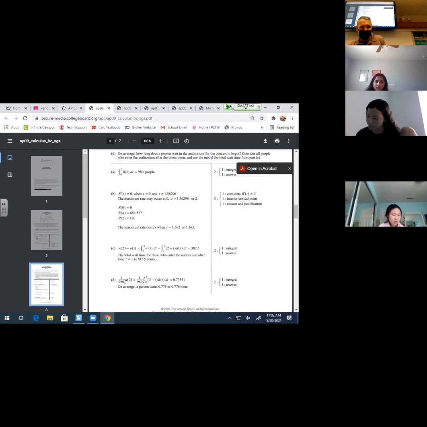So again, to find W of 2, really you're going to do the integral from 0 to 2 of W prime of T. That's W of 2. And then, of course, we divide that by 980. So we get, on average, a person waits about 3/4 of an hour, which is about 45 minutes for a concert. I think that's about right.